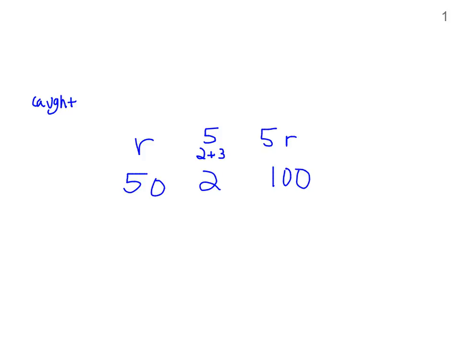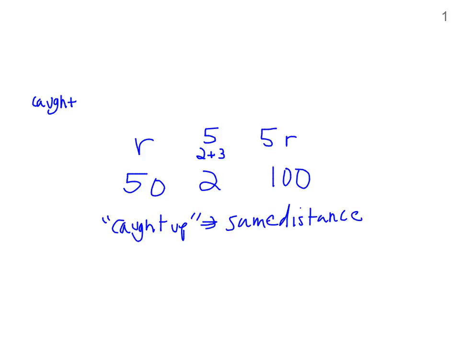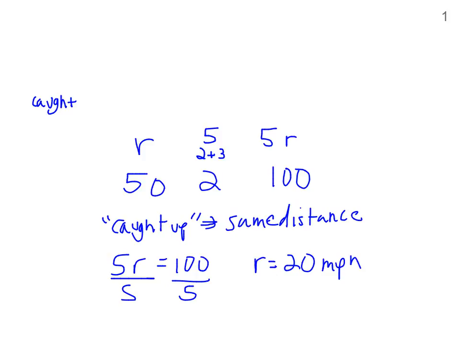And if they caught up, that's going to mean to you that the distance is the same. So five R should be equal to 100, or that R is 20. The units are miles per hour.